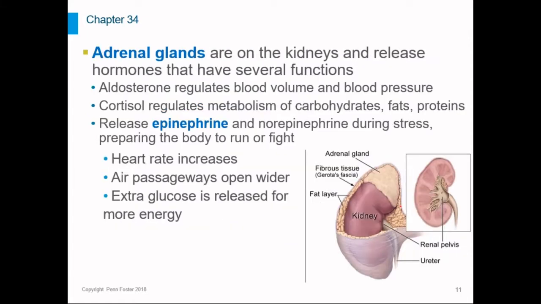Next major glands are the adrenal glands, which are on the kidneys, and they release hormones that have several functions. Aldosterone regulates blood volume and blood pressure. Cortisol controls metabolism of carbohydrates, fats, and proteins. Epinephrine and norepinephrine are released during stress, preparing the body to run or to fight. Specifically, these two hormones make heart rate increase, open air passages to prepare for faster airflow, and release extra glucose for more energy for the body.